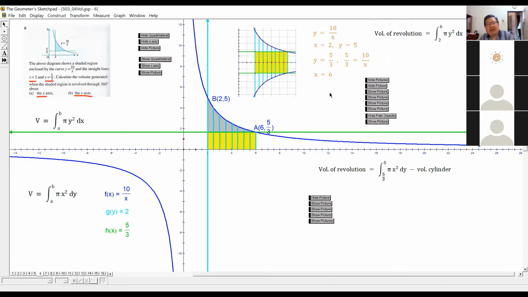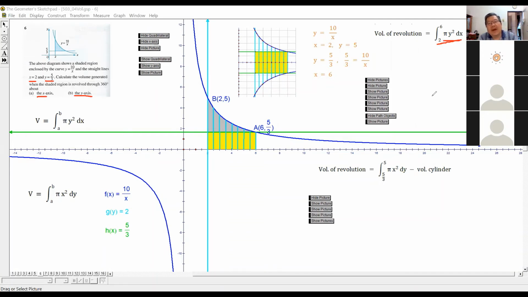So after finding points A and B, now I want to find the blue color, like Li Ying said just now. The blue color is from the integration of y squared dx. This one. The blue color is this one. Integrate y squared dx.